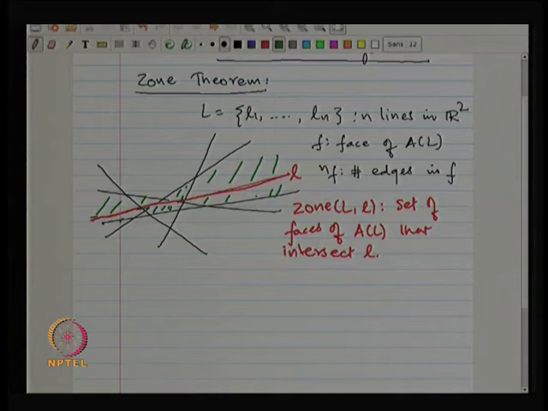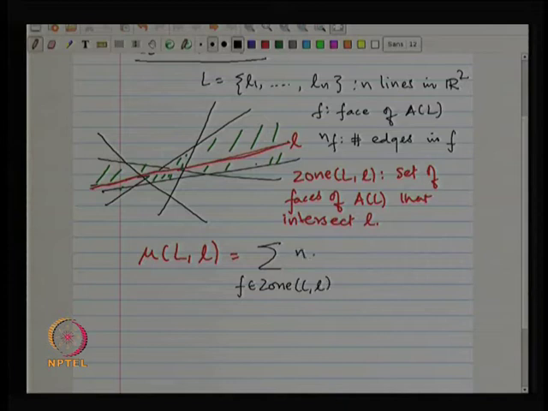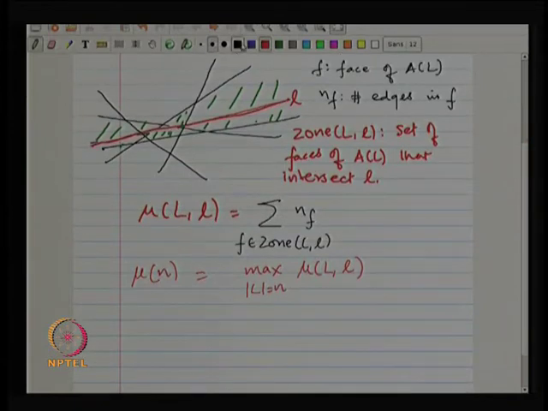and what I had defined was the number of, basically, the number of edges in the faces that lie in the zone, and I denote the quantity mu_n as the maximum of this quantity over all lines, and the theorem that I wrote was that mu_n is order of n.